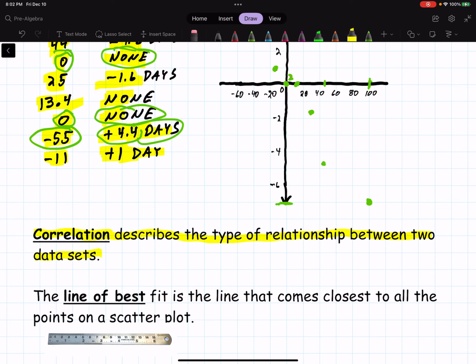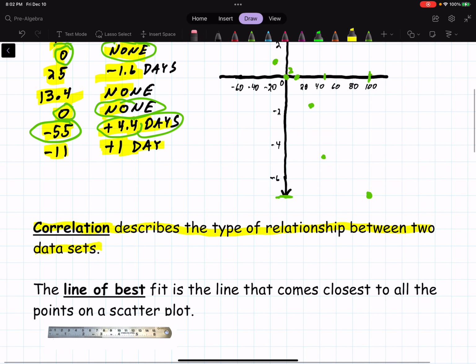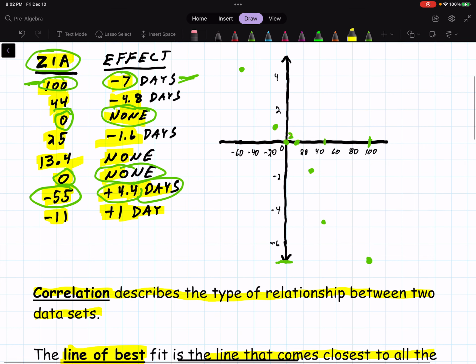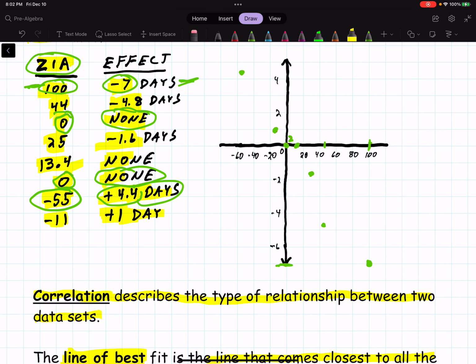Okay? Correlation is just a fancy term that describes the type of relationship between two data sets. Okay, and there's a couple different types of correlation: positive, negative, or no correlation, and we'll talk about that in a second. But when you have a data plot, scatter plot, one of the things you can do is put a line of best fit on it. It's a line that just looks like it comes closest to all the points on a scatter plot. But in reality, it can be many different lines. How do you know how to draw the line?